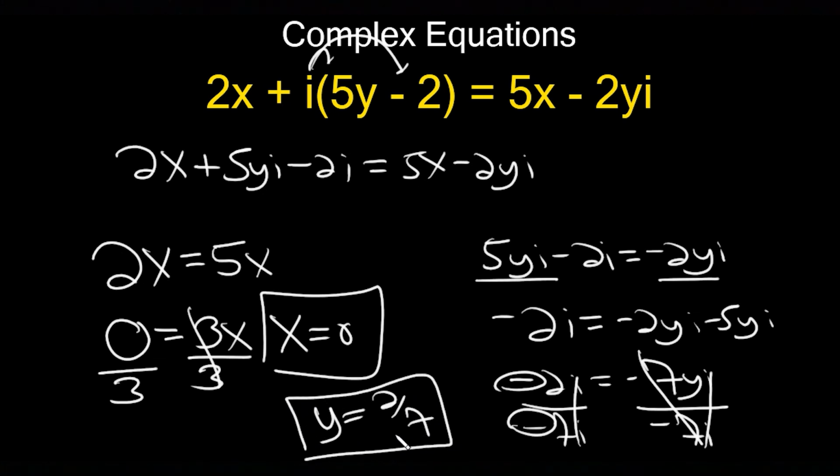Okay? So that is solving complex equations. It's pretty straightforward. All you have to remember is keep your imaginary parts together, keep your real parts together. And so you should have a total of 2 equations when you do that. You'll end up forming 2 equations, then solve for the variable in each one of those equations, and you're done.